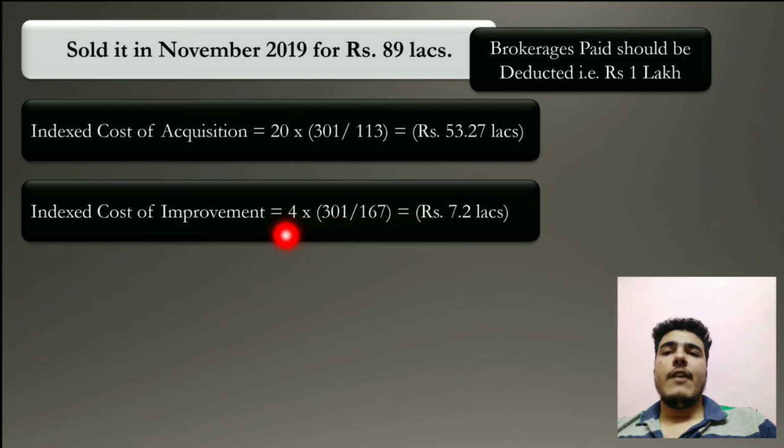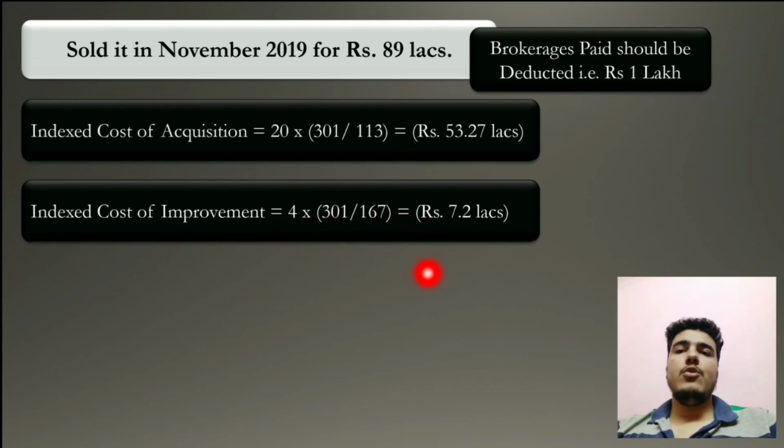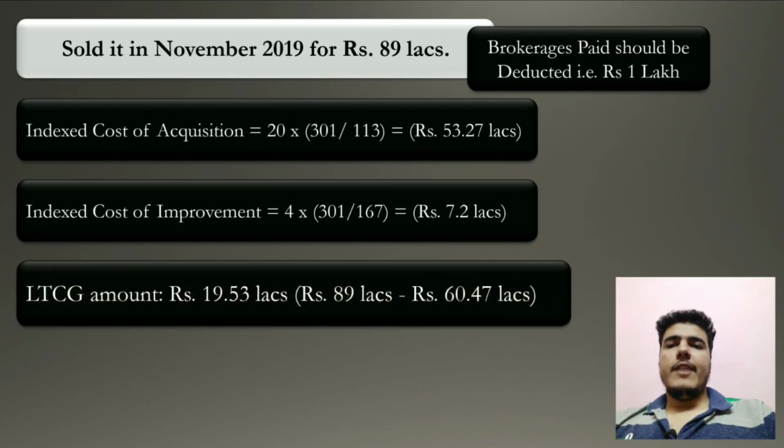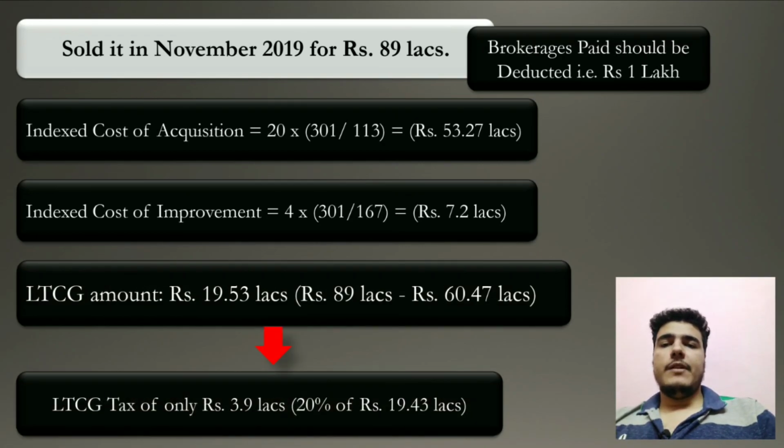So you have pulled this 4 lakh into current value. Okay, so this is how you have to do in case of improvement in between the holding period. So the indexed cost of improvement you have to deduct too. So the long term capital gain will be 19.53 lakh, and you have to pay 20% on 19.43 lakhs, that is 3.9 lakh is the tax payable on this long term capital gain.